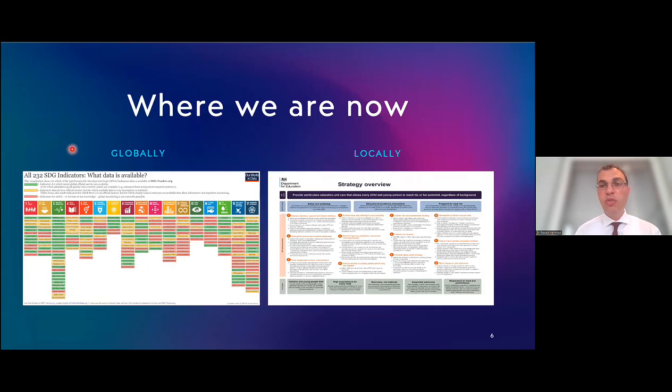Now, as you can see, we are not doing great. And this is also something that many speakers have noticed today and in the previous sessions. We have missing data.